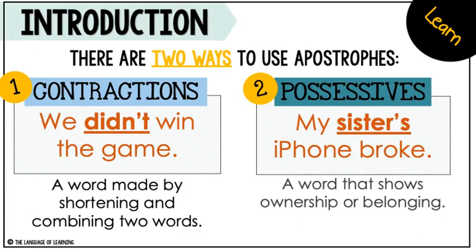There are two ways to use apostrophes. You can use them in contractions. We didn't win the game. Didn't is considered a contraction, and that is a word made by shortening and combining two words. Or in possessives, as in my sister's iPhone broke. A possessive is a word that shows ownership, or that it belongs to someone.